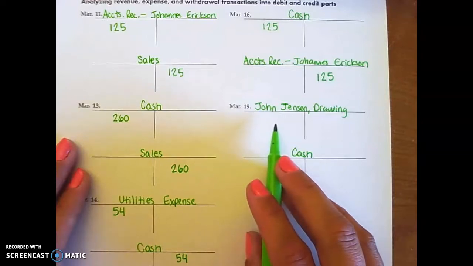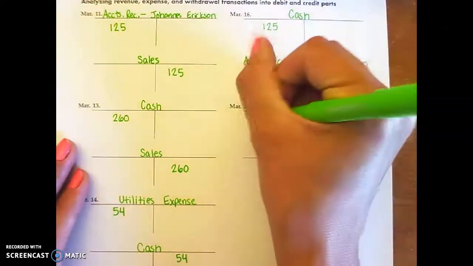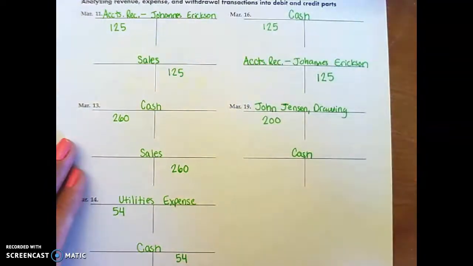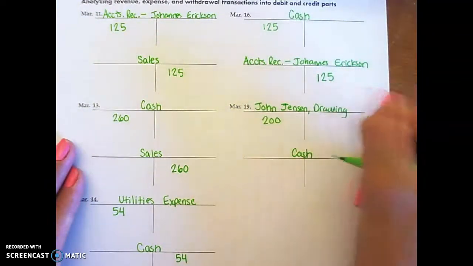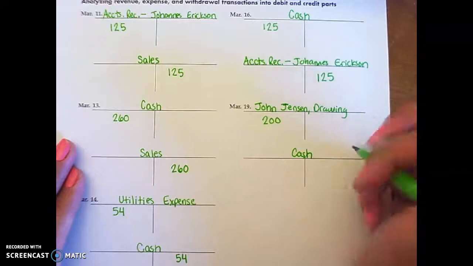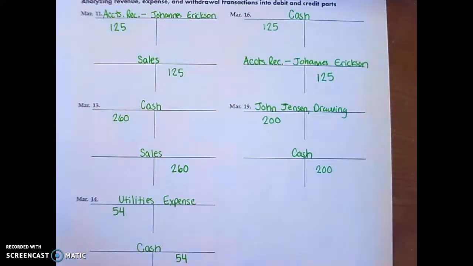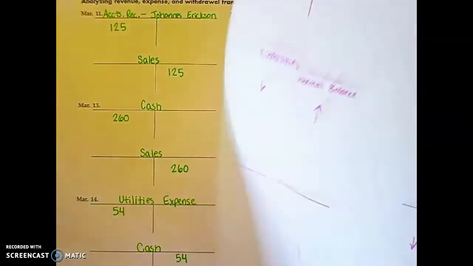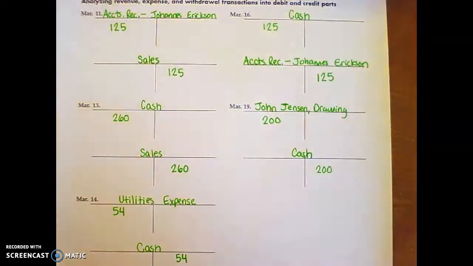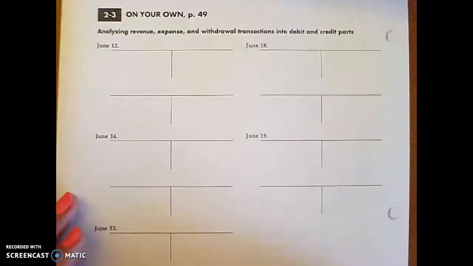So the drawing account will receive a $200 debit. Cash, we are withdrawing money from the business, so cash is decreasing, therefore cash will receive a credit. So a few more accounts that we have on this one as well. I'm going to flip it over now and do the on your own.